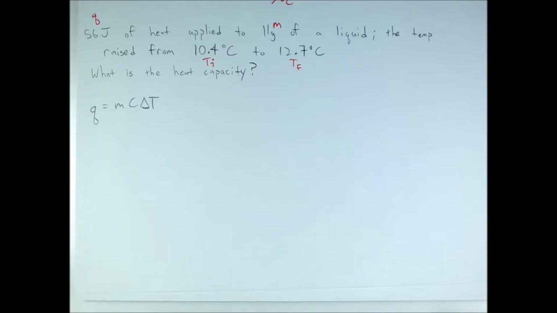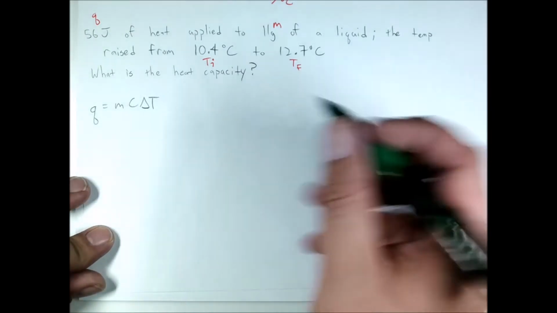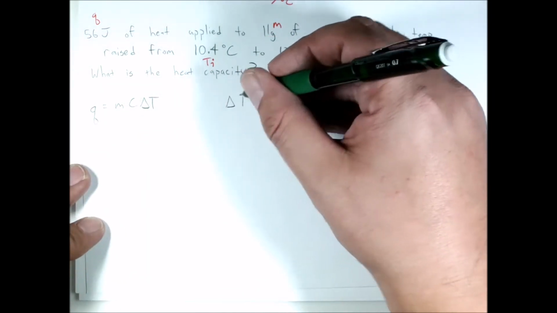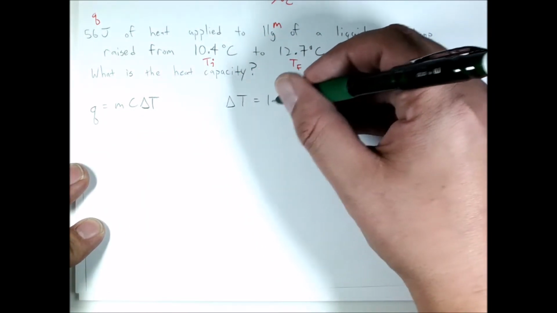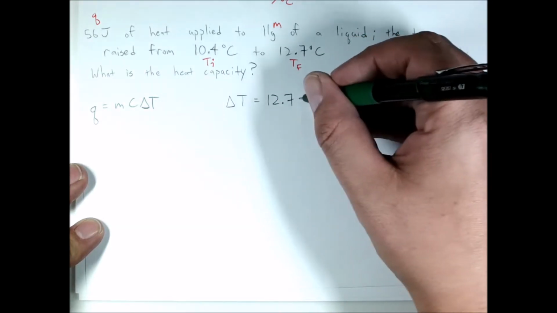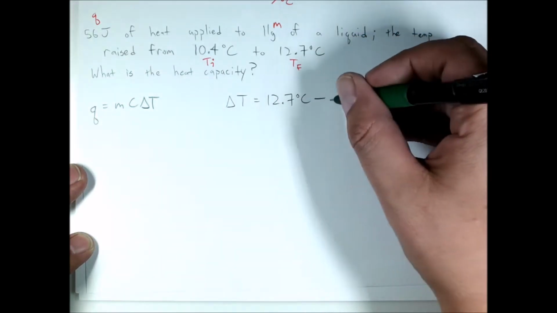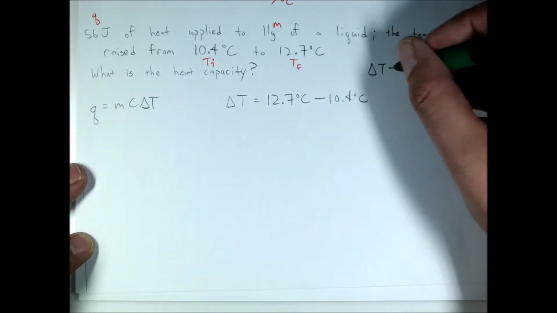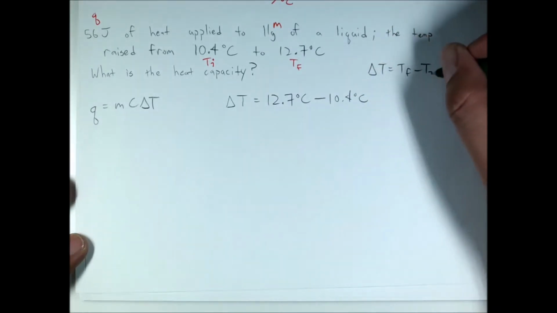All right, so we almost have enough here. I would go ahead and calculate delta T first because we're going to need that here. So we have 12.7 degrees C minus the 10.4. Recall that delta T is TF minus TI.